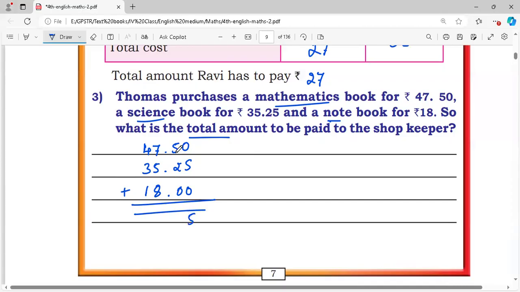Add all these. 5, 5 plus 2, 7, 7 plus 5, 12, 12 plus 8, 20, 0 carry 2. 4 plus 3, 7, 7 plus 1, 8, 8 plus 2, 10. 100 rupees 75 paise.